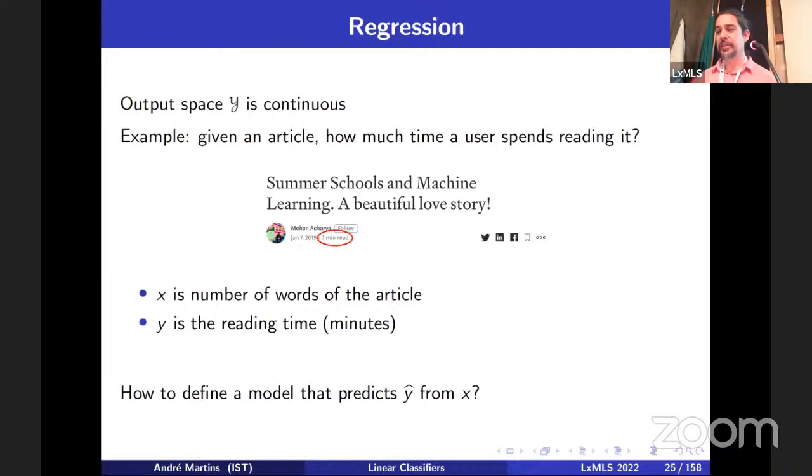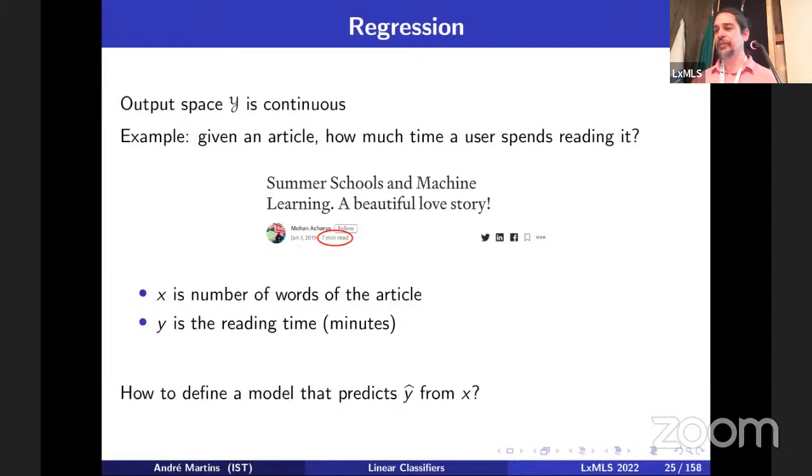So let's assume that the content of the article doesn't matter. Of course, this is a very strong assumption. It should matter. But let's assume that the only thing that is relevant is the number of words of the article. Okay, so our X is just one number. It's the number of words. And you want to predict Y, which is the reading time in minutes. Okay, so we want to come up with a model that predicts Y hat from X.